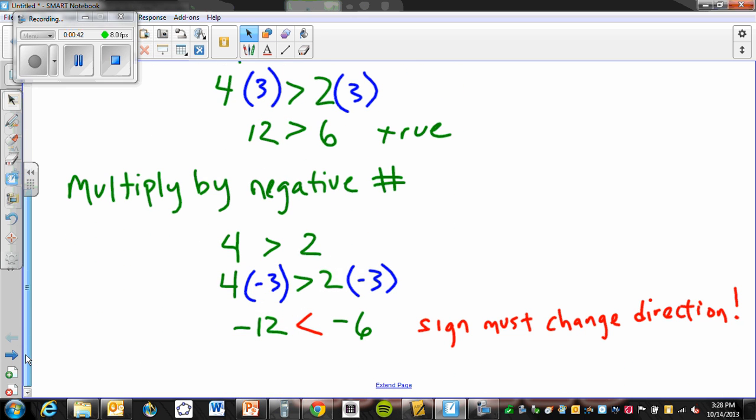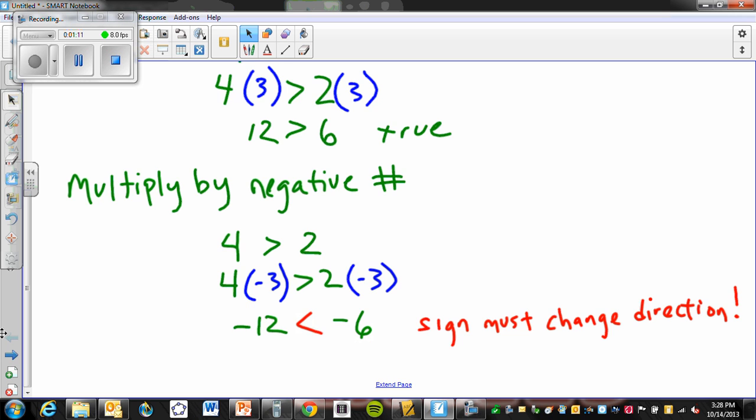When you multiply by a negative, this is where a lot of people ask me how I change the signs and all that. When you multiply by a negative number, 4 is still greater than 2. When we multiply each number by negative 3, we get negative 12 and negative 6. Now when we multiply by that negative, the sign must change direction in order for it to be true, because negative 12 is not greater than negative 6, it is less than.